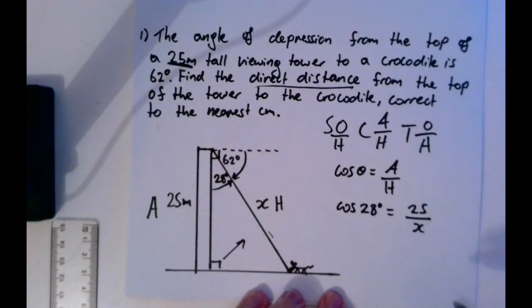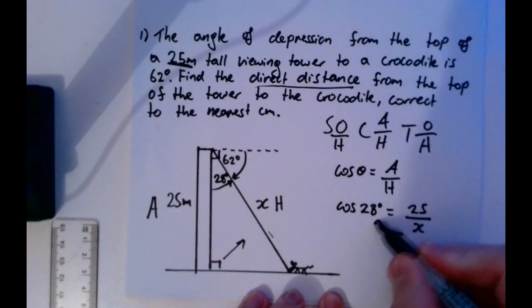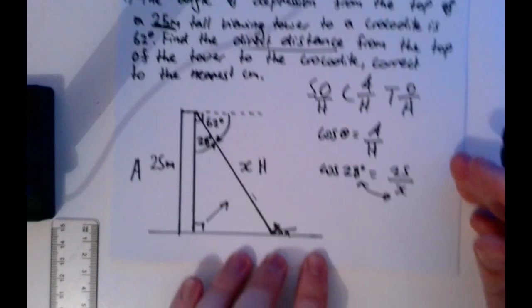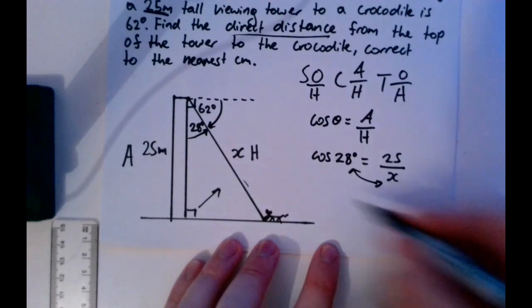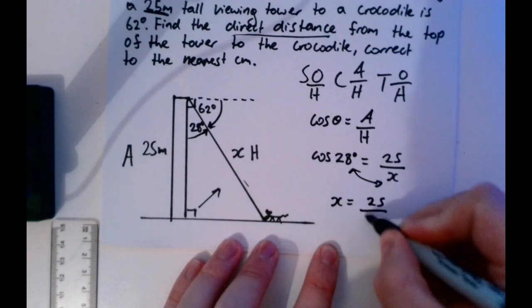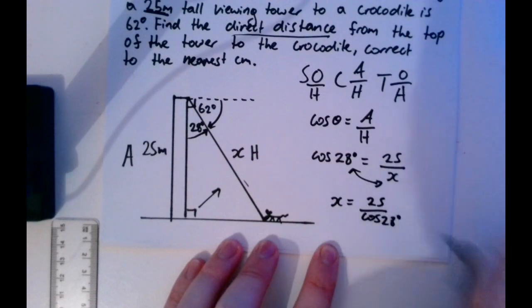Now before, when we were finding sides, we know that we can just swap these two, because the variable is in the denominator here. So we can swap, I'll just move this up so we can keep this being seen, to end up with x is equal to 25 over cos 28 degrees.